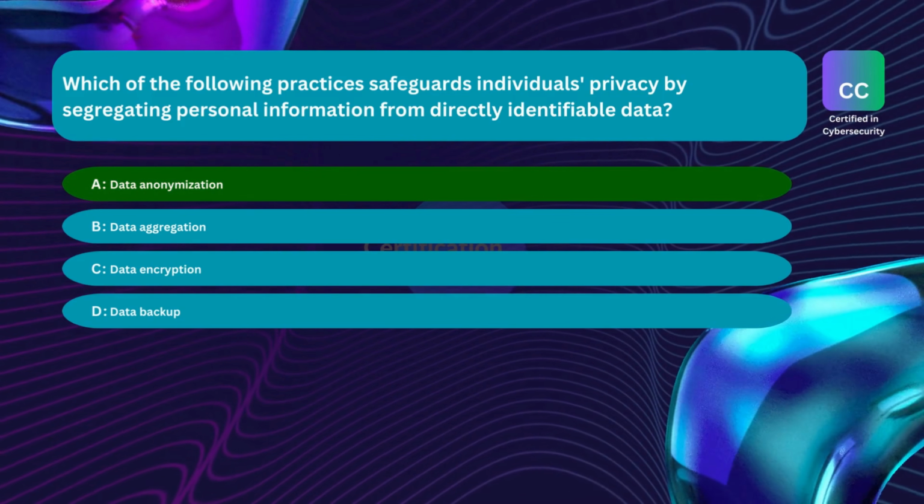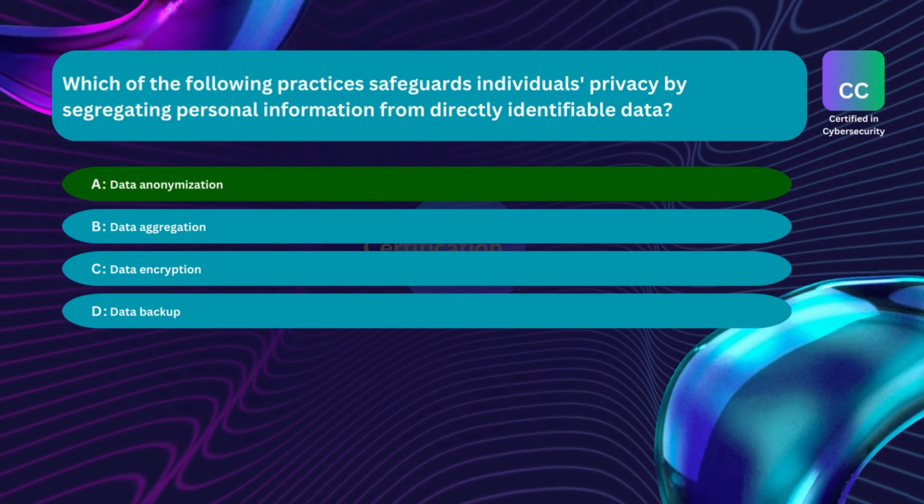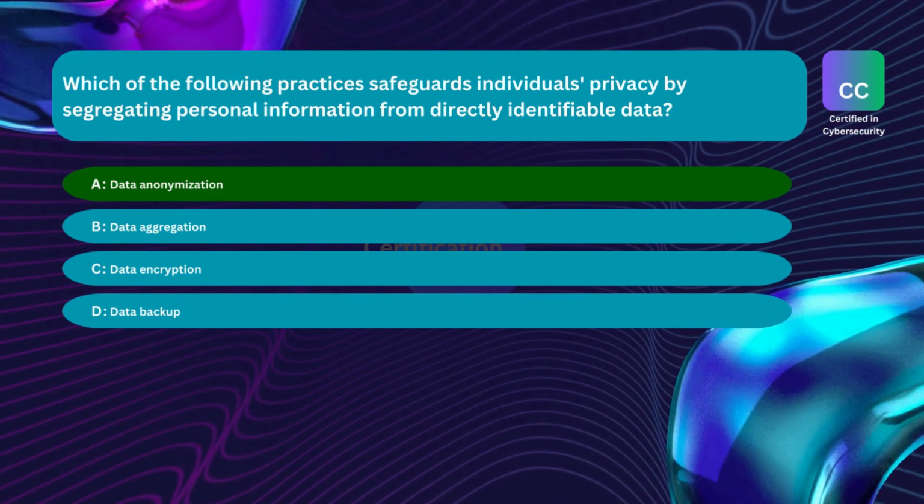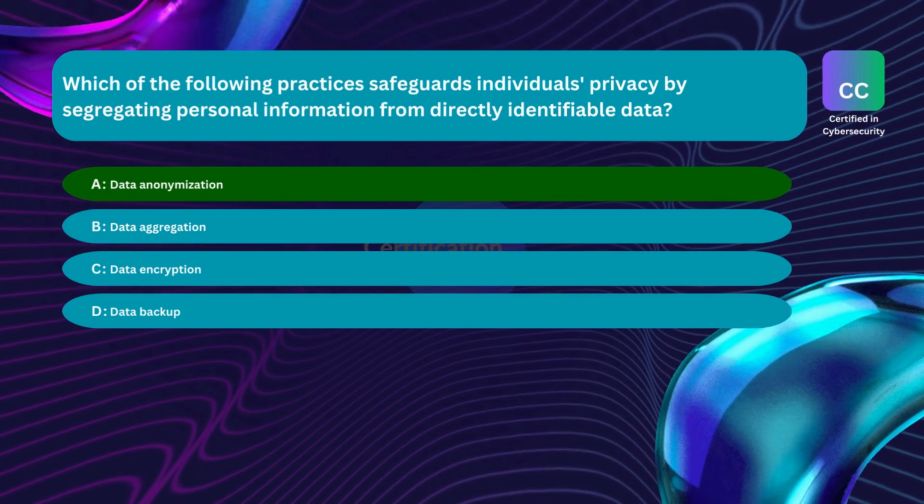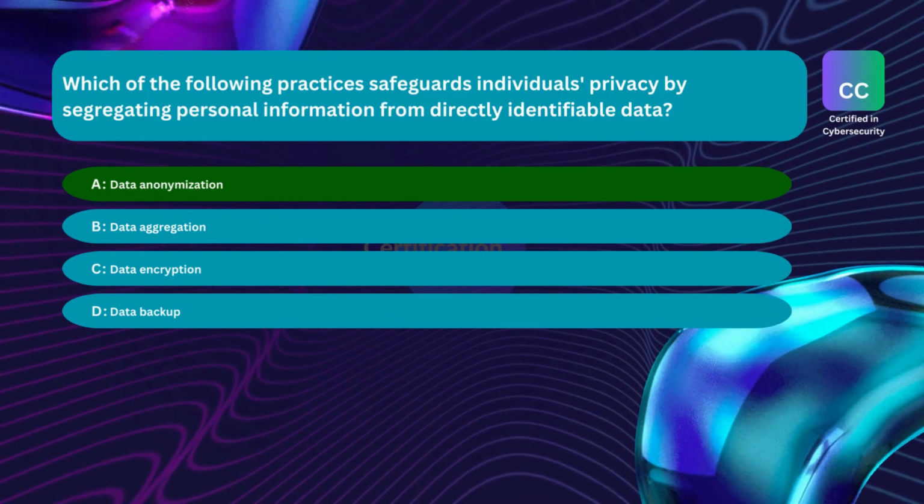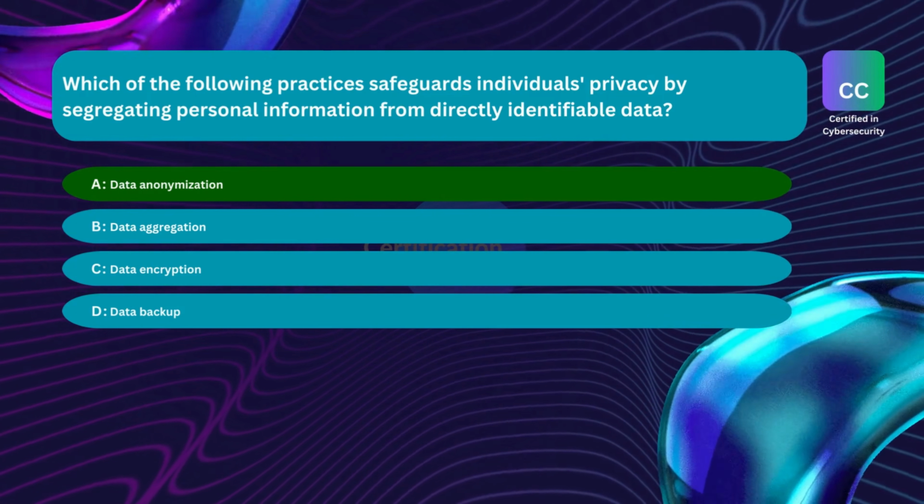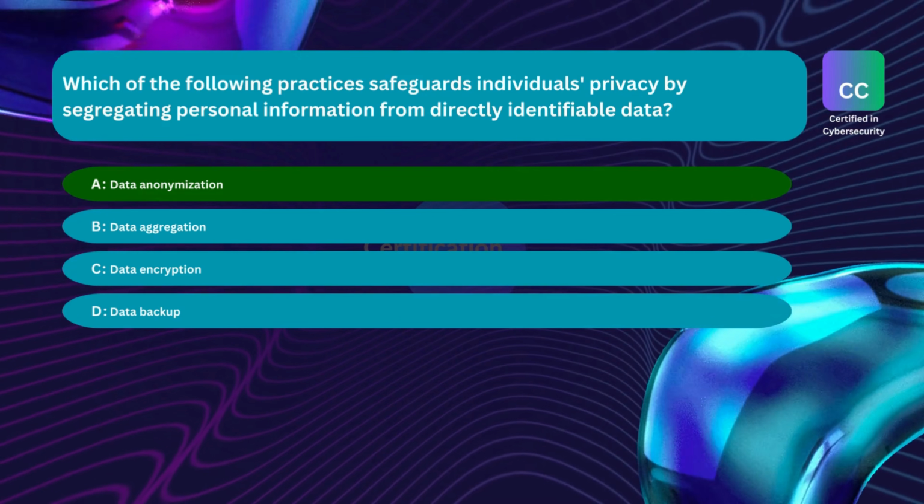The correct answer is Option A, data anonymization. Data anonymization is a technique used to separate personally identifiable information from the data, making it impossible or impractical to identify individuals.